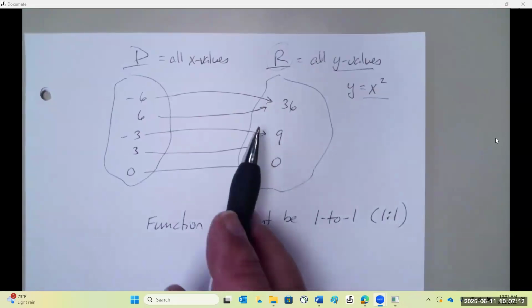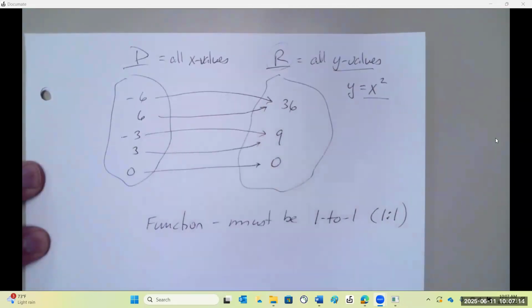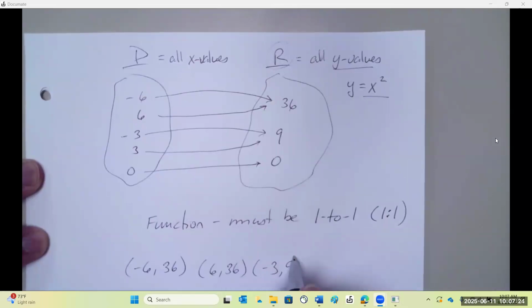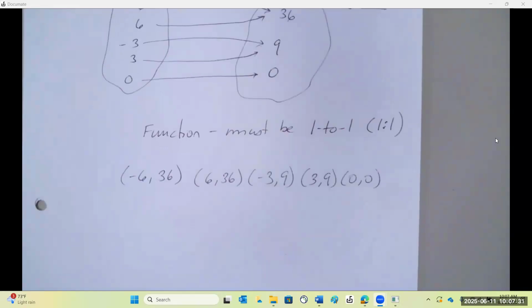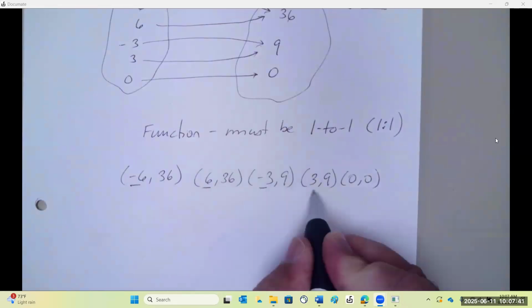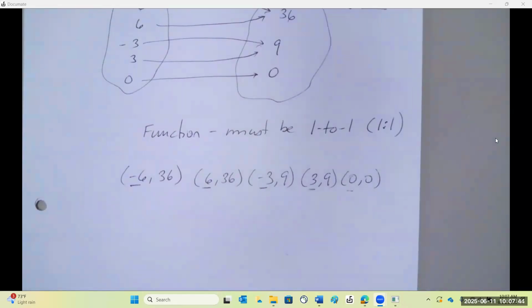Let's look at these points. Let's look at these as points. So we have negative 6, 36, 6, 36, negative 3, 9, positive 3, 9, and 0, 0. Is this a function? Yes, because the only thing you have to look at is whether all the x's are different. If all the x's are different, it's automatically a function.